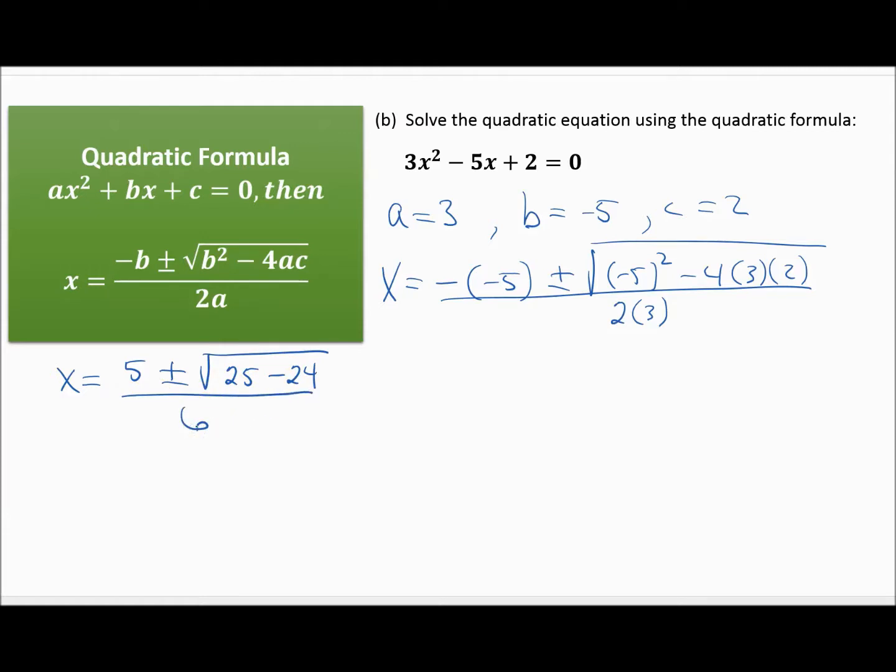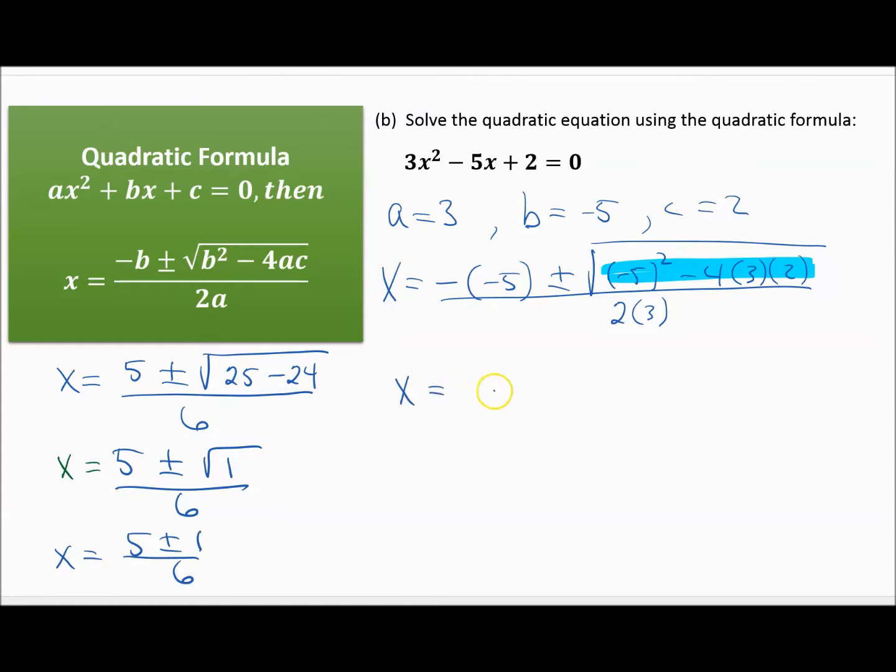So the next step is always going to be to do your subtraction. So your big goal here really once you get started is to simplify under the square root. So you're going to square, you're going to multiply, then you're going to subtract every single time. So I squared to get the 25, I multiplied to get the 24, and now I'm going to subtract. So that gives me 5 plus or minus the square root of 1 over 6. Which gives me 5 plus or minus 1 over 6.